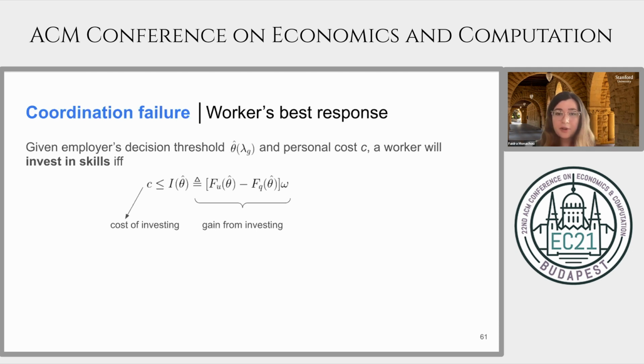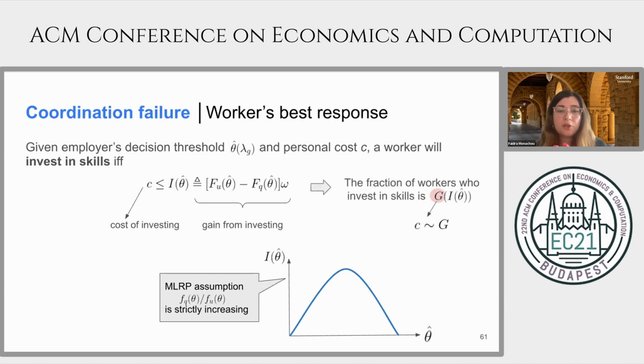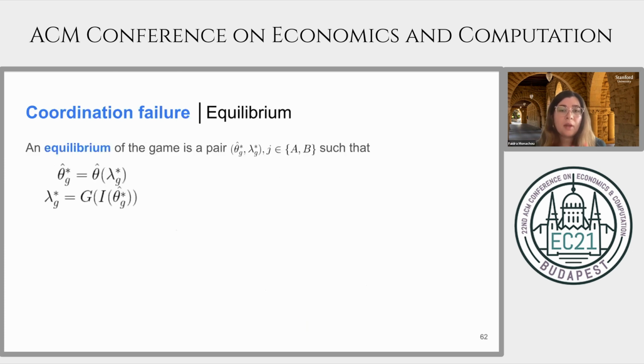So there is a trade-off here. If we plot this function I and remember our MLRP assumption, we can quickly find out that I must be single-peaked, which will be important. We see that it has this general form. And using the fact again that C comes from a distribution G, we finally have that the fraction of workers who will invest in skills is simply this term here, G(I(theta hat)).